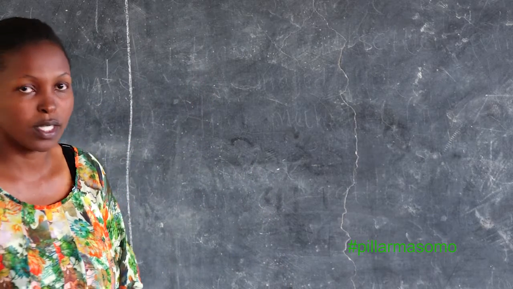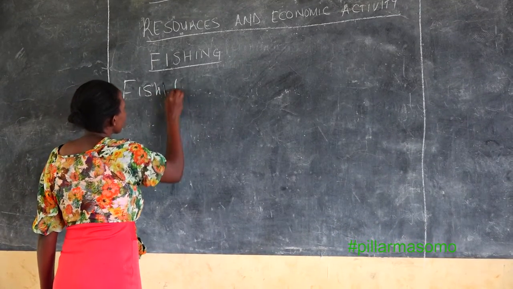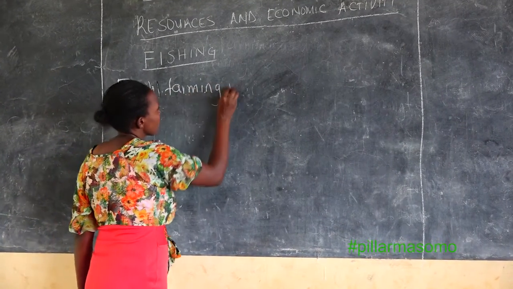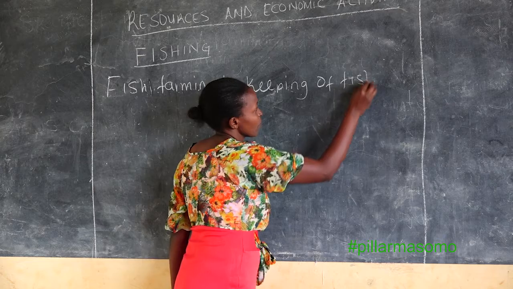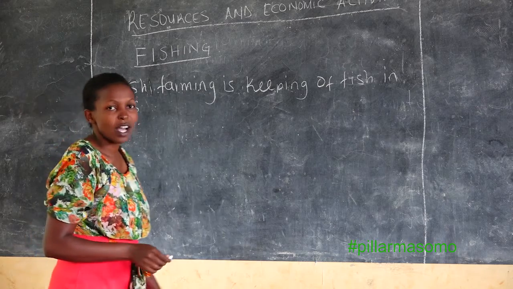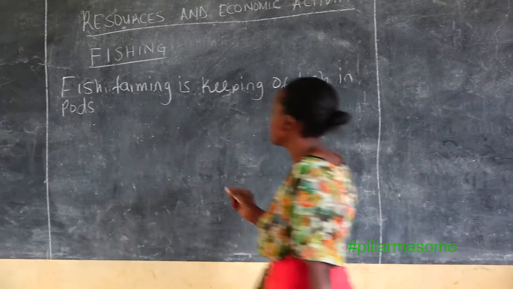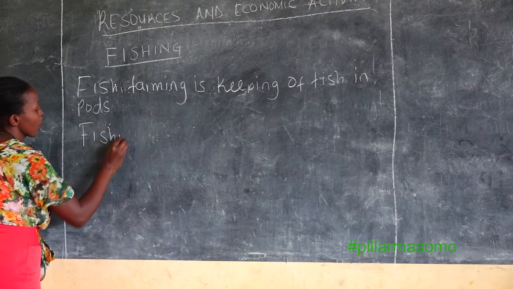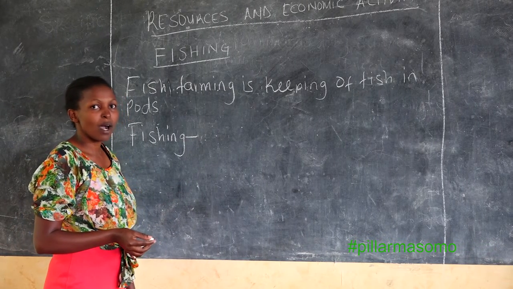But today, let us go to our topic, which is fish farming. Fish farming is the keeping of fish in ponds. Then we have fishing, the activity itself. Fishing is the activity of removing fish from water.